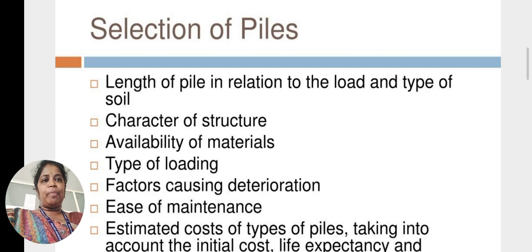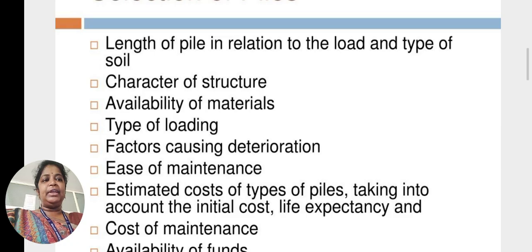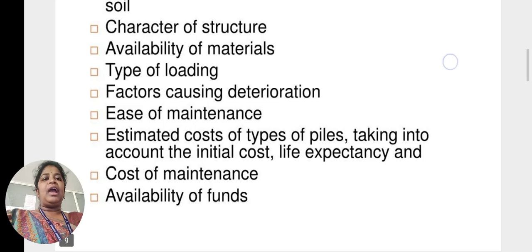So length of pile in relation to load and type of soil, character of structure, availability of materials, factors causing deterioration, ease of maintenance, estimated costs of piles taking into account the initial cost, life expectancy, and cost of maintenance, availability of funds.